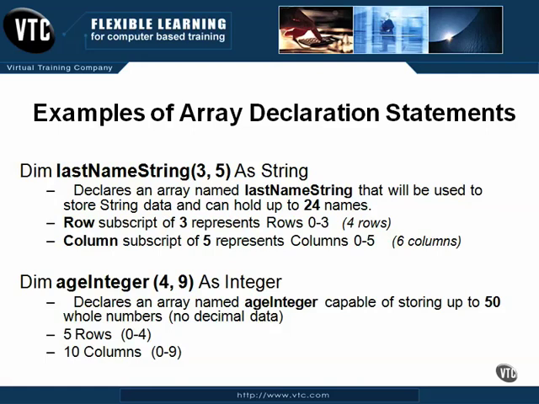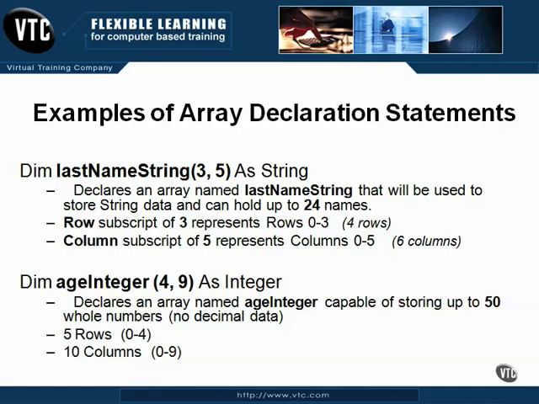In the second example, we have an array called AgeInteger, which is going to create an array capable of storing the integer data type. This particular array can hold up to 50 whole numbers, because there are 5 rows and 10 columns. Again, note that the 4 represents 0 through 4 rows and the 9 represents 0 through 9 columns, therefore making this a 5 by 10 array capable of storing up to 50 numbers.